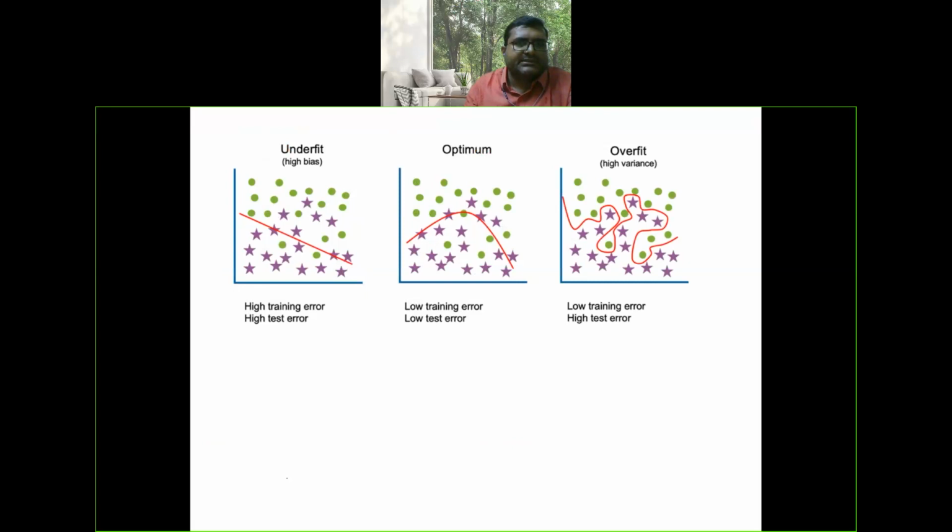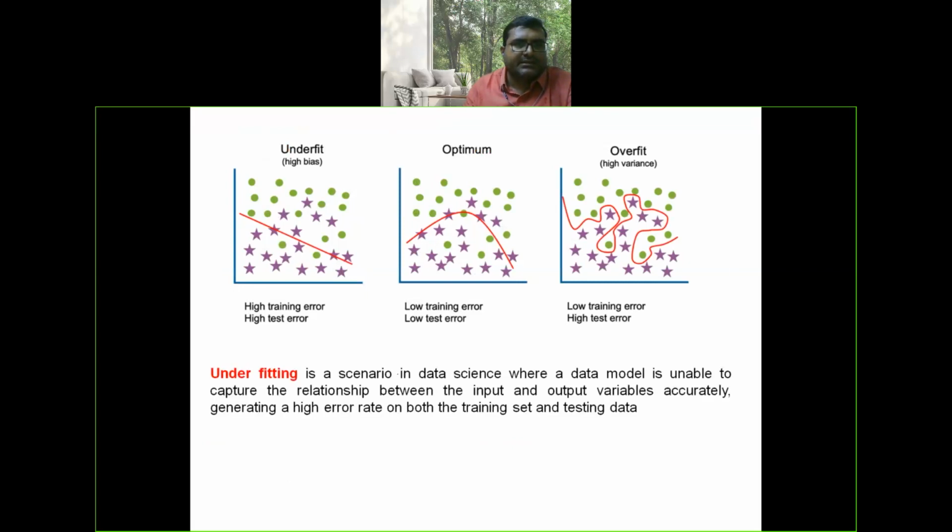Underfit, optimum, overfit. Underfit means high training error, high test error. That is, underfitting is a scenario in data science where a data model is unable to capture the relation between input and output variables accurately, generating a high error rate on both the training and testing sets.